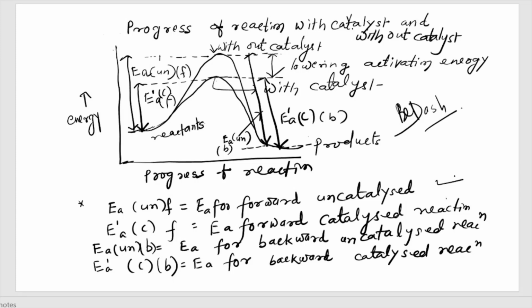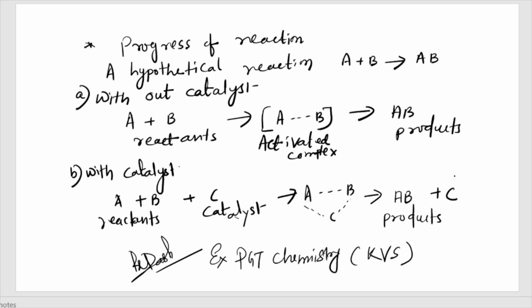You can draw the diagram at home and practice it, because it is very important as a graph from the board examination point of view. Progress of reaction, a hypothetical reaction A plus B giving AB. Without a catalyst, what happened? A plus B reactants give a transition complex, the activated complex, without catalyst where the activation energy is high, and it gives the AB product.